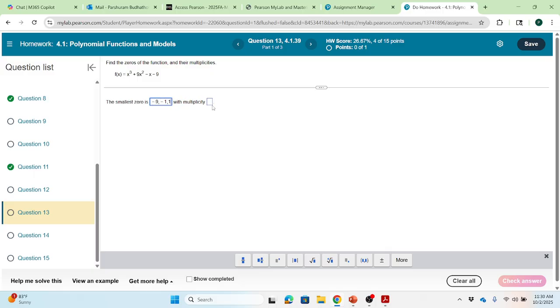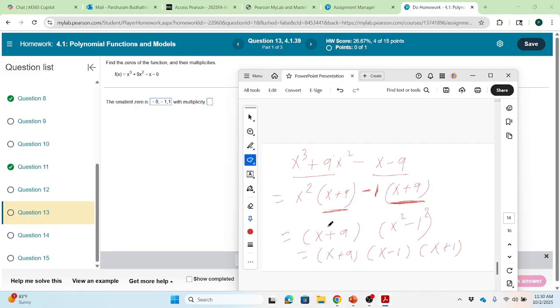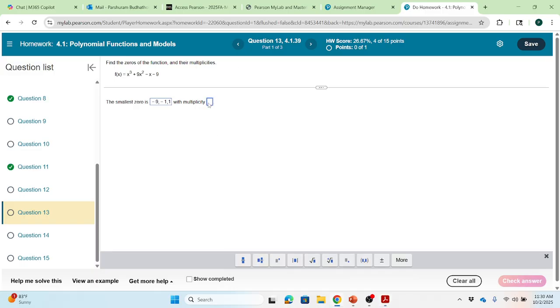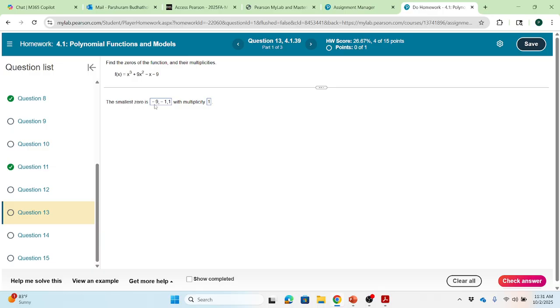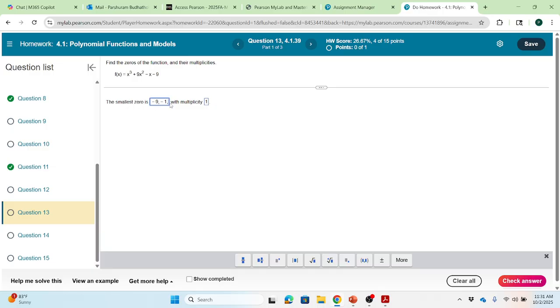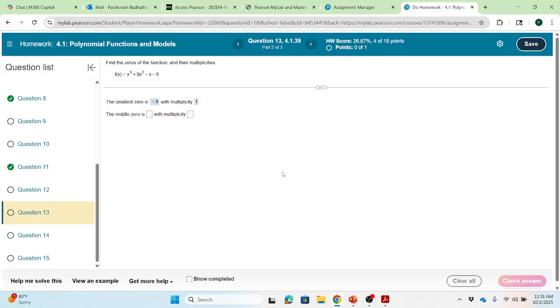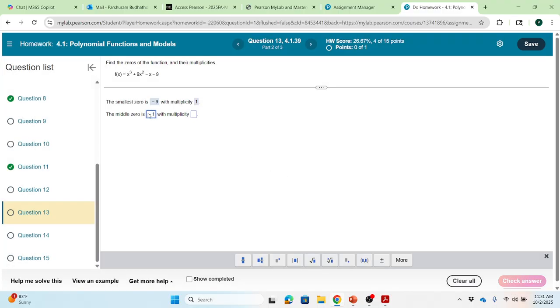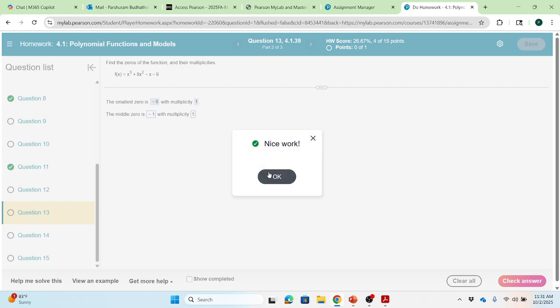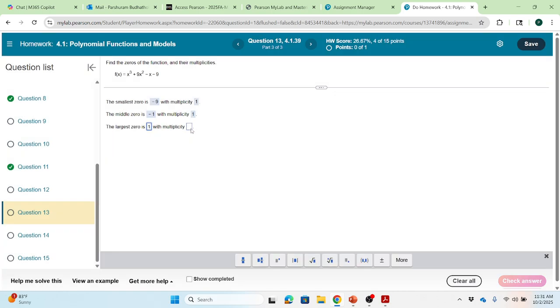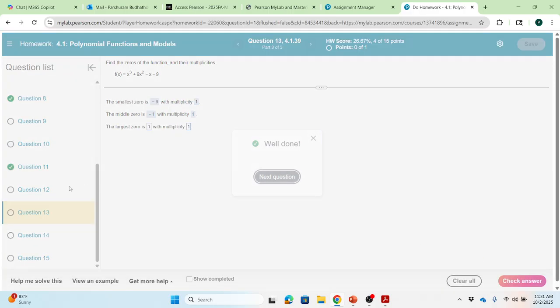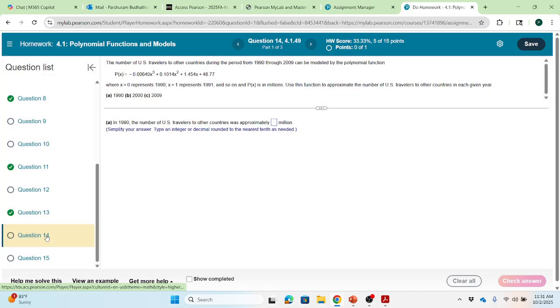These are the three zeros, and these factors are not repeating. That means the multiplicity is 1. Okay, the smallest zero is, oh sorry, one more time I made the same mistake. The smallest zero is -9 and the multiplicity is 1. The middle zero is -1, and one more time the multiplicity is 1. And the largest zero is +1, and the multiplicity is 1. Always read the instruction, okay? Even though you know the answer, if you don't follow the instruction, it would be difficult.